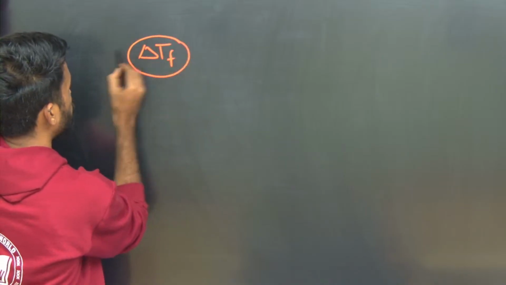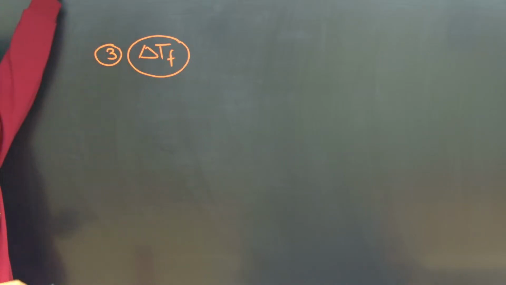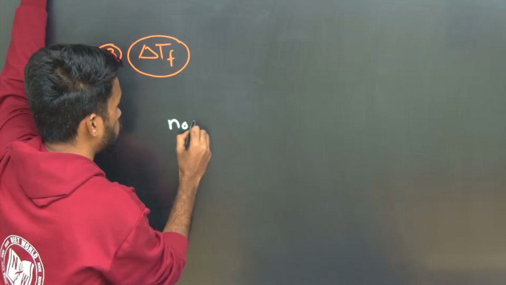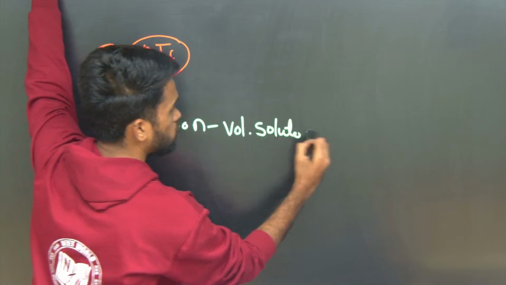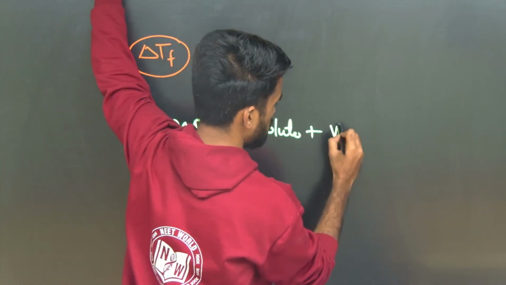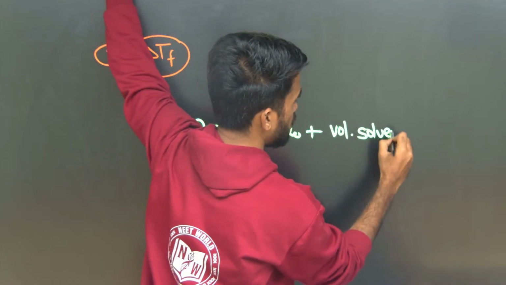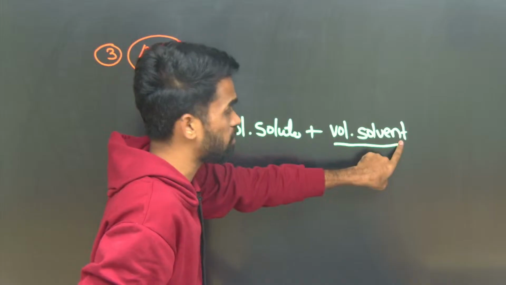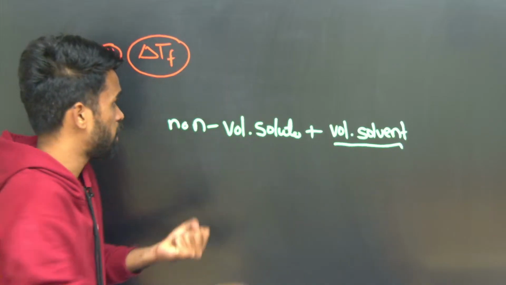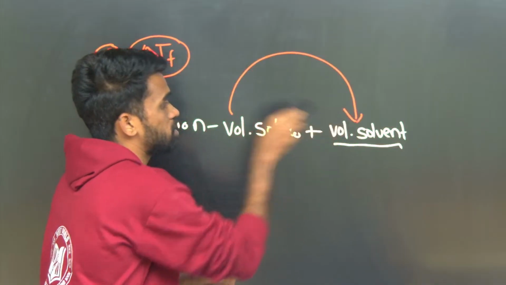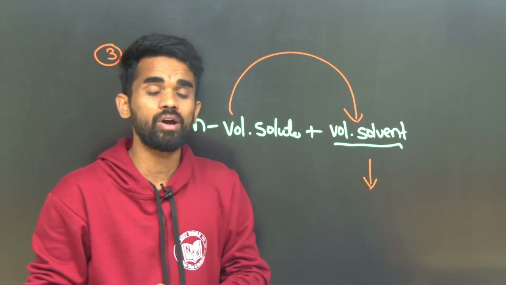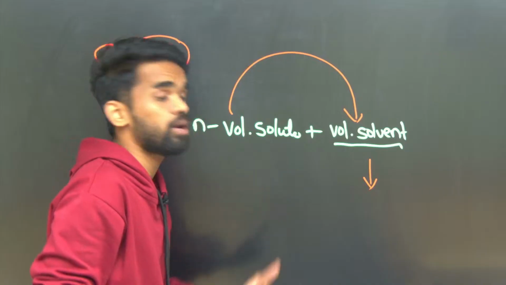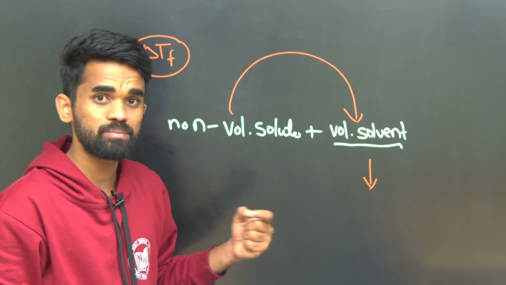What is ΔTf? It means the third colligative property, that is depression in freezing point. What happens is when we add a non-volatile solute to the volatile solvent, since it is a volatile solvent, it has more vapor pressure. But whenever we add the non-volatile solute to this solvent, its vapor pressure decreases. So that's why its boiling point increases, and its freezing point decreases here.